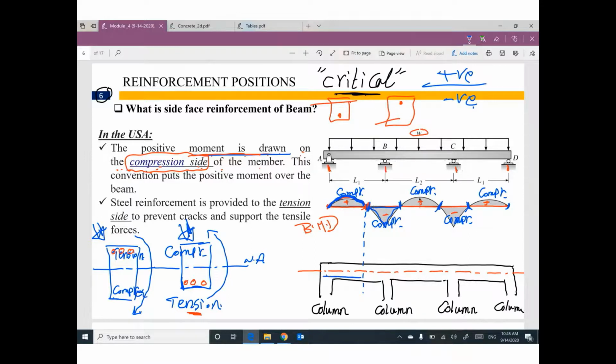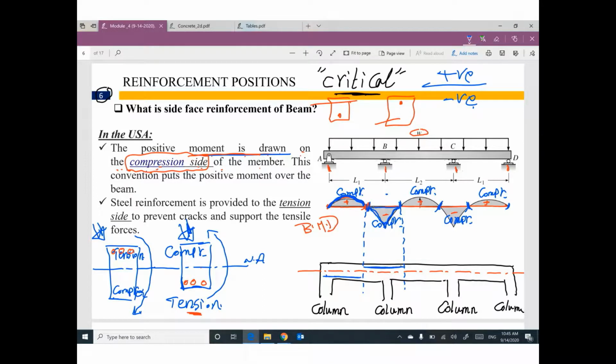For this part of the beam, the bending moment diagram is drawn below the beam. So the compression side will be down. That means the tension side will be at the top. So the steel reinforcement will be here.